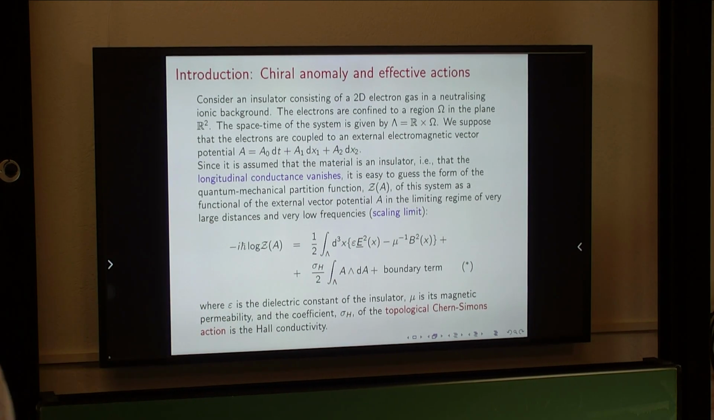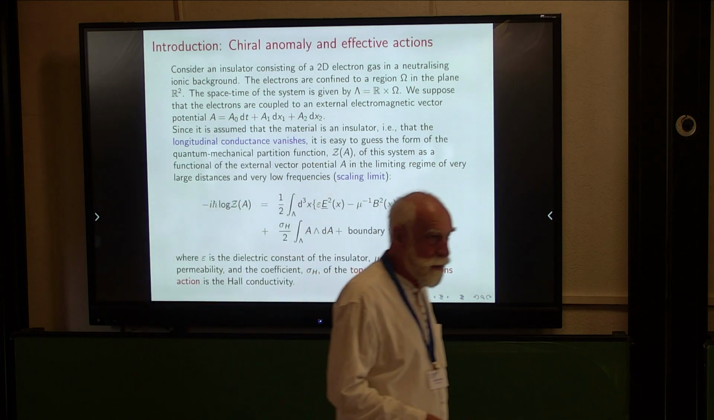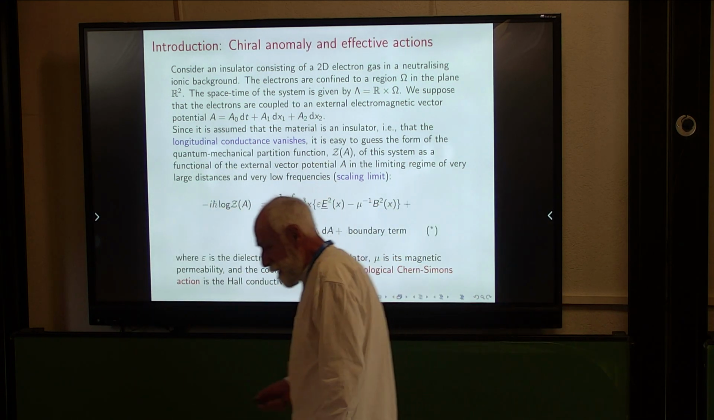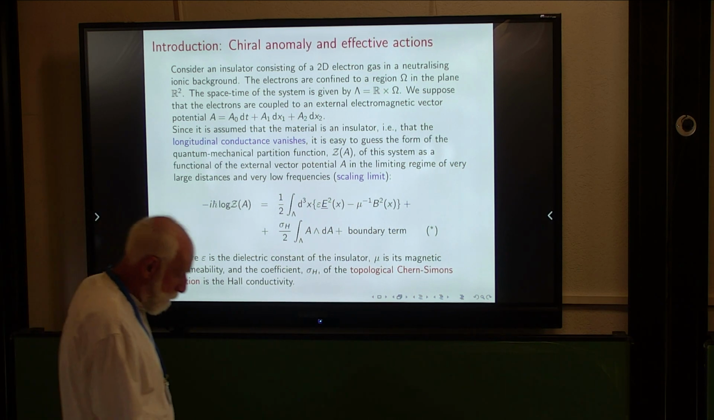Now, if the sample has a boundary, then unfortunately the Chern-Simons term is not gauge invariant, because if you gauge transform the vector potential, you get a boundary term proportional to the generator of the gauge transformation. And so this anomaly should be cancelled by a boundary term in the effective action. All right. So what is this boundary term?